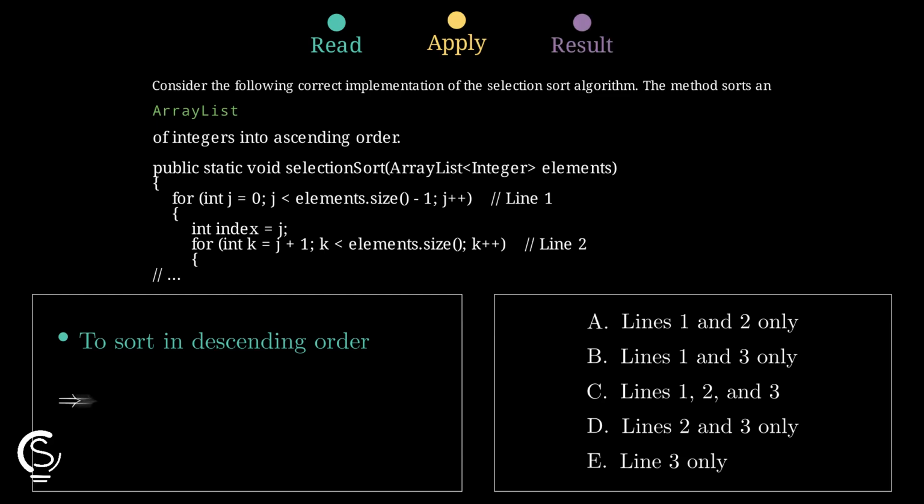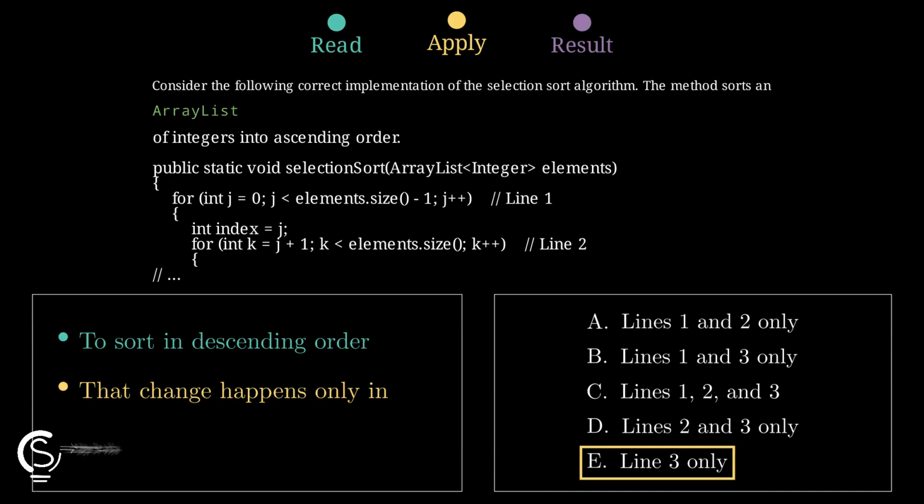Changing loop bounds in lines 1 and 2 breaks the algorithm. Only line 3 needs an operator swap to achieve a descending sort.